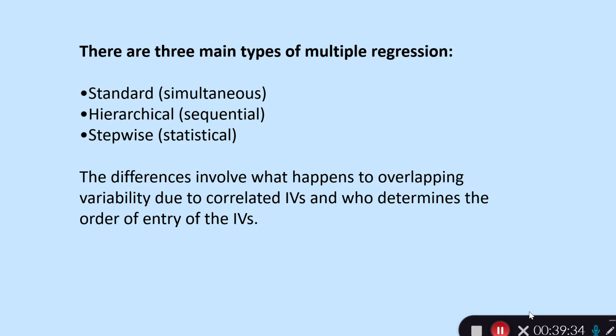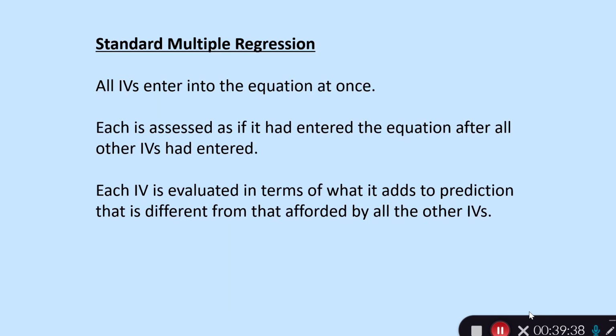Okay, so let's start with standard multiple regression. This is the most common. It's the one that I would recommend using more than any other. In this case, all independent variables are entered into the equation at once. And then each independent variable's contribution, the amount of variance it shares with the DV, is assessed as if it had been entered into the equation after all of the other independent variables had already been entered, and their contributions had been controlled for.